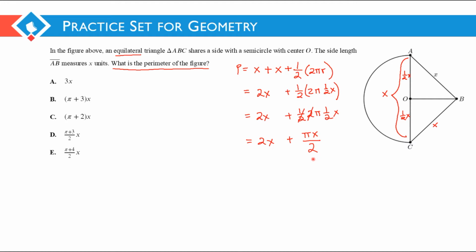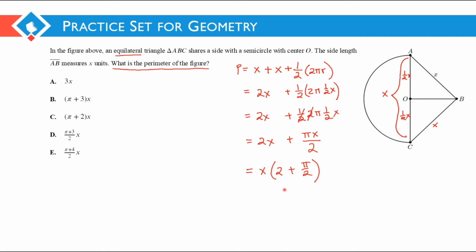And does this look like any of my answer choices? It does not. So maybe we should try simplifying this over here. My first step in simplifying this is going to be removing a common term, which in this case is x. So I'm going to remove x out of both of them, and I'll be left with 2 plus pi over 2. Does this look like any of my answer choices? It does not. So let's try simplifying the inside of this right over here.